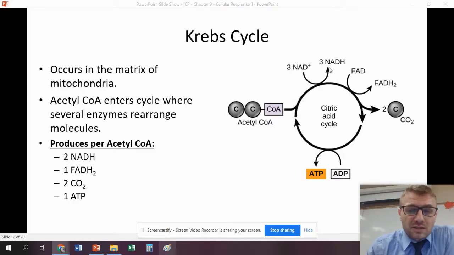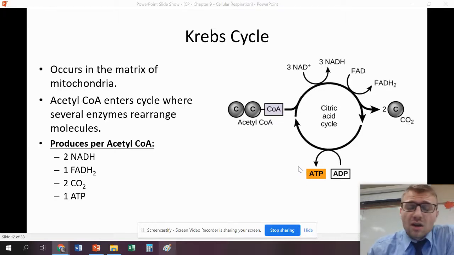We produce 3 NADHs, 1 FADH2, 2 CO2s, and an ATP. So there's a lot of reactions going on in this cycle. You don't need to know about any of those reactions, okay? What we do need to know is 3 NADH are produced, 1 FADH2, 2 CO2s, and 2 ATPs.